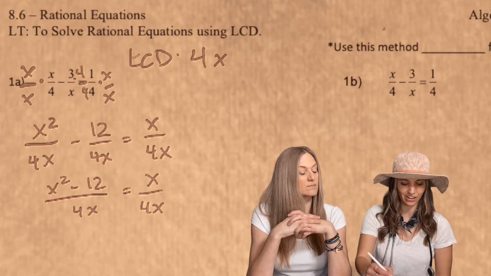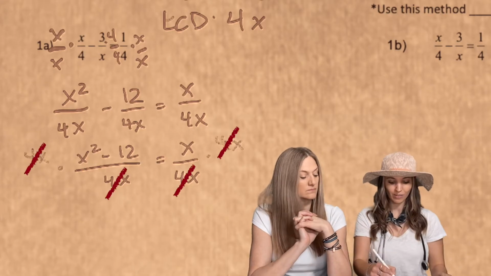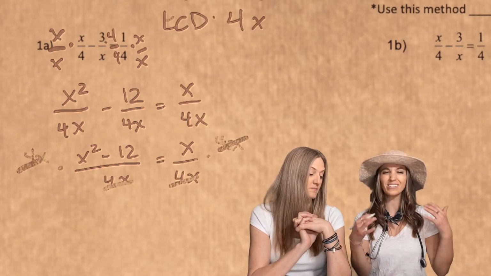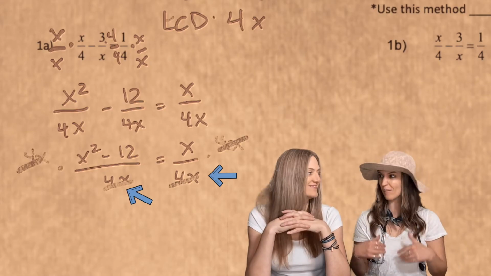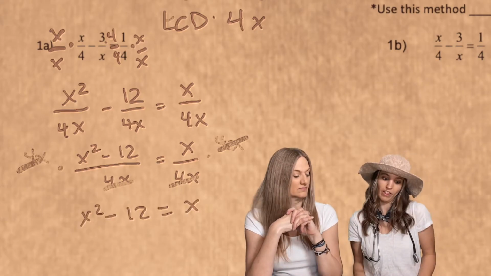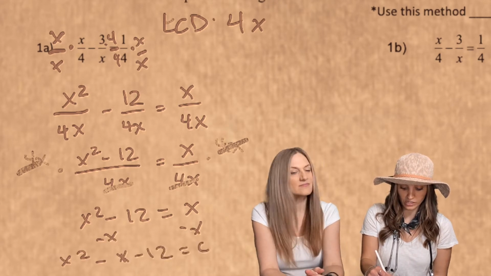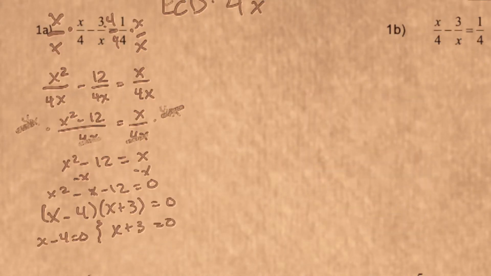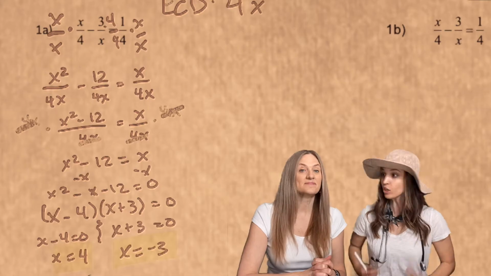If I start to solve for x here, I could multiply by 4x on one side. Whatever I do to one side, I have to do the other. My denominators are going to divide away. So once I have that least common denominator on both sides of my equation, I can just drop it and get x squared minus 12 equals x. Well, that's a quadratic. I can solve it. Get my x over to the other side: x squared minus x minus 12 equals 0. Factor and solve. After I factor, I get x equals 4 and x equals negative 3. Well, great. You gotta solve the other one.